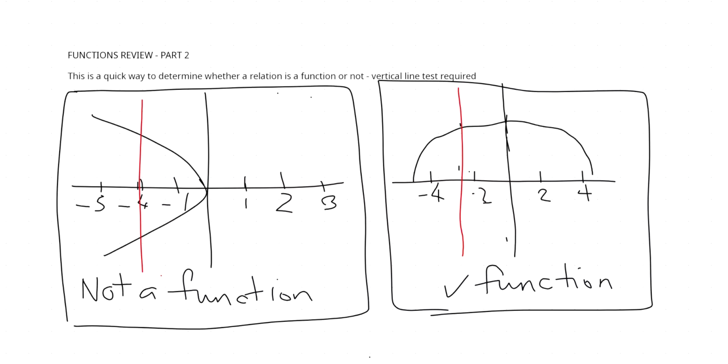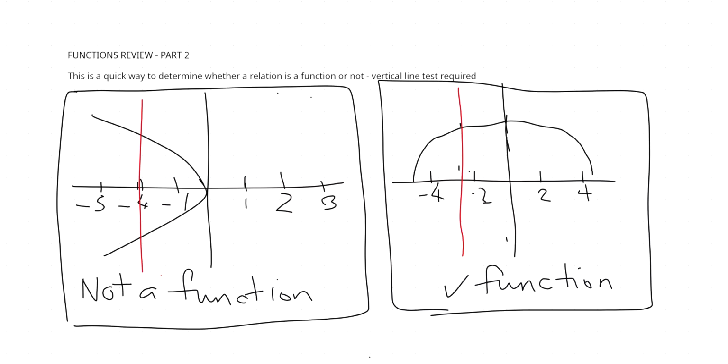So in the first graph, we can see that it's not a function because the vertical red line intersected in more than one location. It's intersecting the graph in more than one location, on the positive side above and in the negative quadrant below.